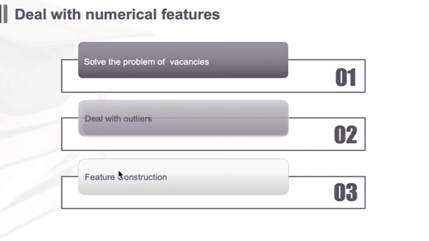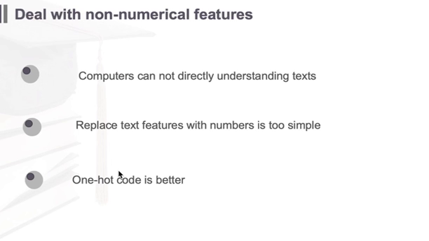For example, we divide total bedrooms by total rooms and get bedrooms per room. We replace the old features with the new one because the new feature has a stronger correlation with our label, median house value. Now, it comes to the fourth aspect, dealing with non-numerical features.